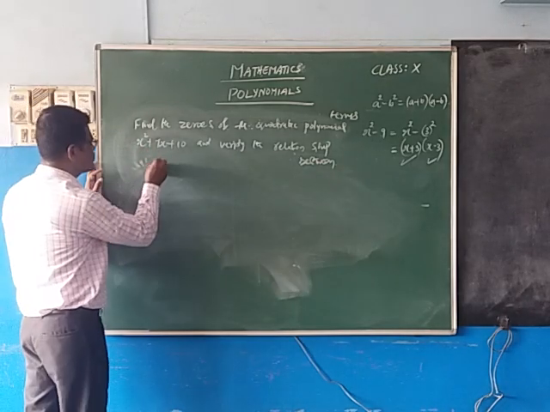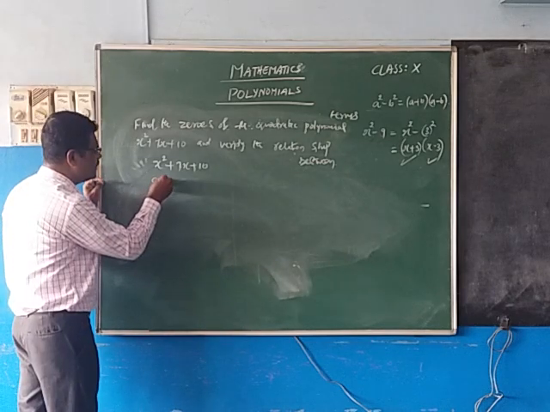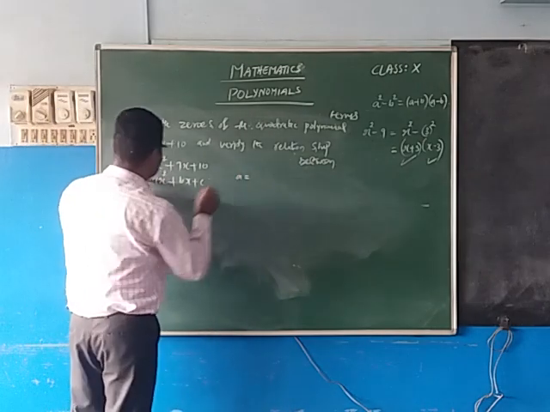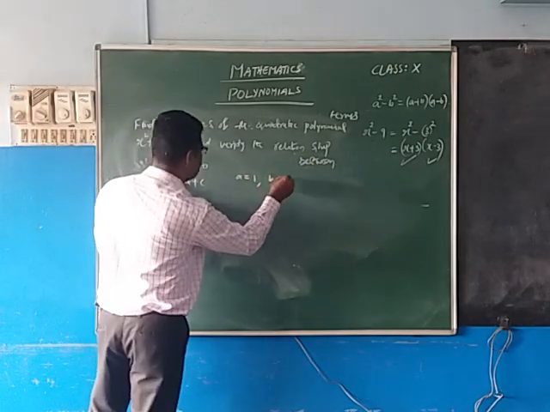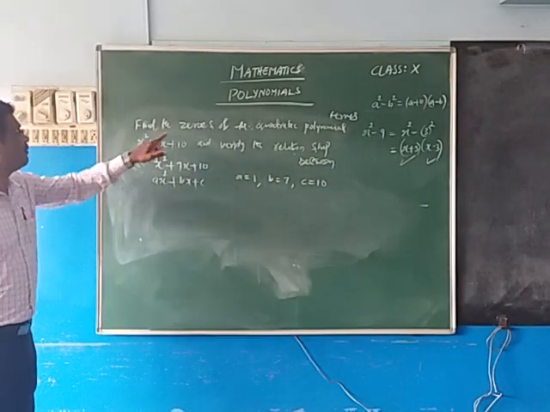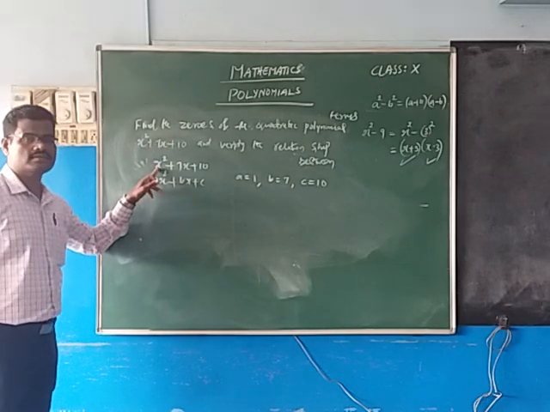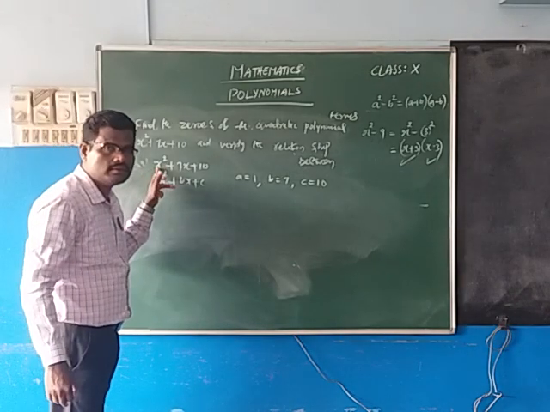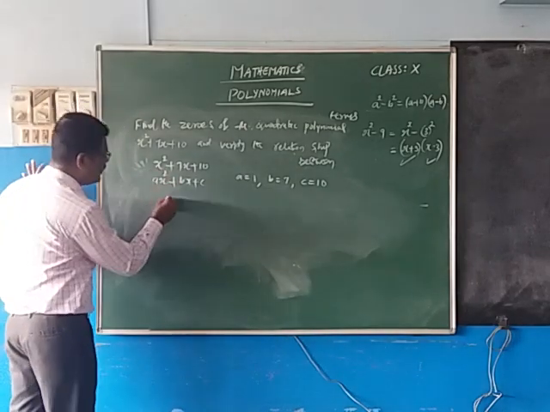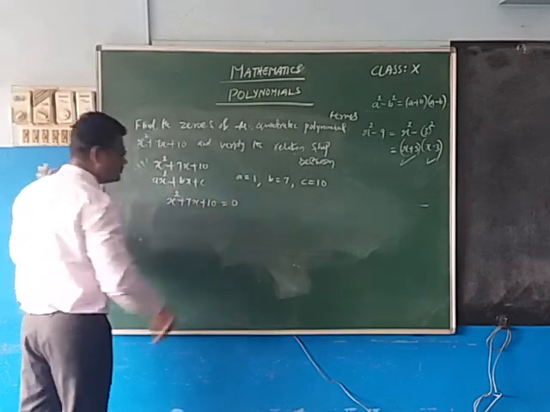X square plus 7x plus 10 is given. As I said, it is of the form ax square plus bx plus c. So what is the value of a? The value of a is 1. What is the value of b? The value of b is 7. What is the value of c? The value of c is 10. Find the zeros means we need to find the values of x. X has how many values here? Since it is a quadratic polynomial, it has 2 values. So the given expression x square plus 7x plus 10, we need to take it as 0.